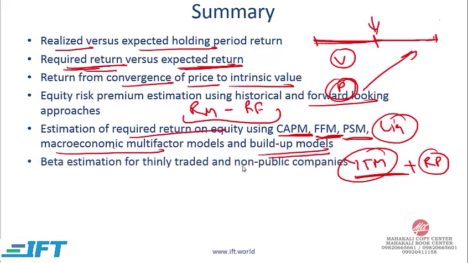Beta estimation for thinly traded and non-public companies. Here we talked about a 4-step process. What we do is identify a benchmark or a comparable company which is publicly traded, come up with the beta of that company. That beta will be an equity beta, so the beta then needs to be unlevered. And then we come to our target company, look at the leverage of the target company and lever up the beta based on the leverage of the target company.